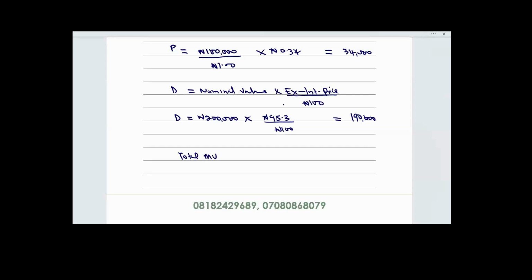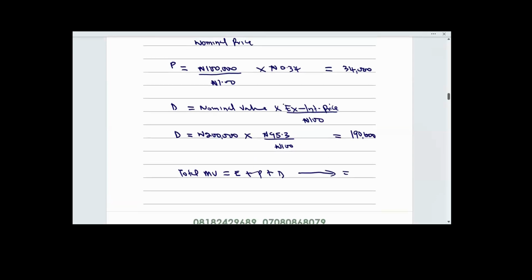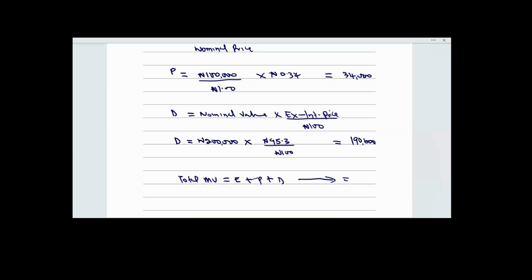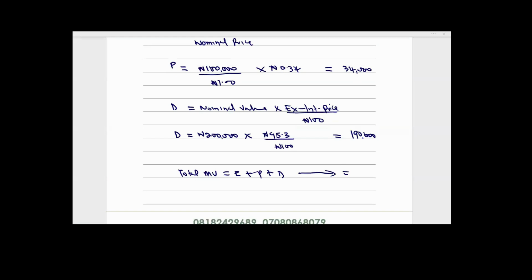Total market value of equity plus preference plus debt. So this will give us 190,600 plus 34,000 plus 525,000 equal 749,600. That represents the total market value.